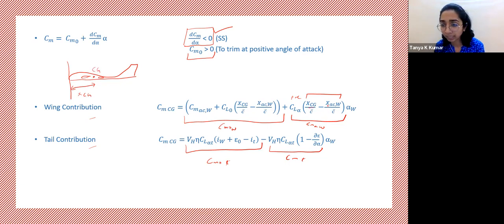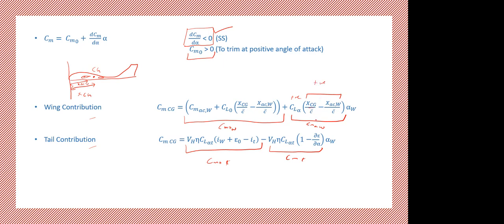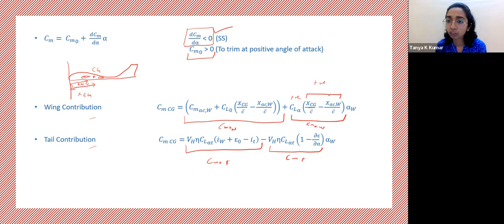The next term is XAC wing, the aerodynamic center of the wing. The aerodynamic center of the wing is most often at the quarter chord point of the wing, so that is here. Will this term XCG minus XAC be positive or negative? Positive. So the Cm alpha contribution of the wing is overall positive, so it doesn't contribute towards stability.